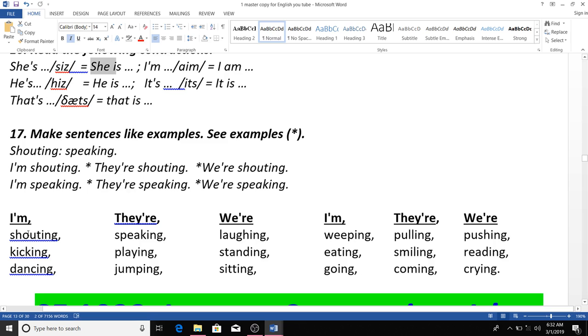This way, let's say, I'm shouting, I'm kicking, I'm dancing. They're speaking, they're playing, they're jumping. We're laughing, we're standing, we're sitting. I'm eating, I'm going, they're pulling, they're smiling, they're coming, we're pushing, we're reading, we're crying, okay?